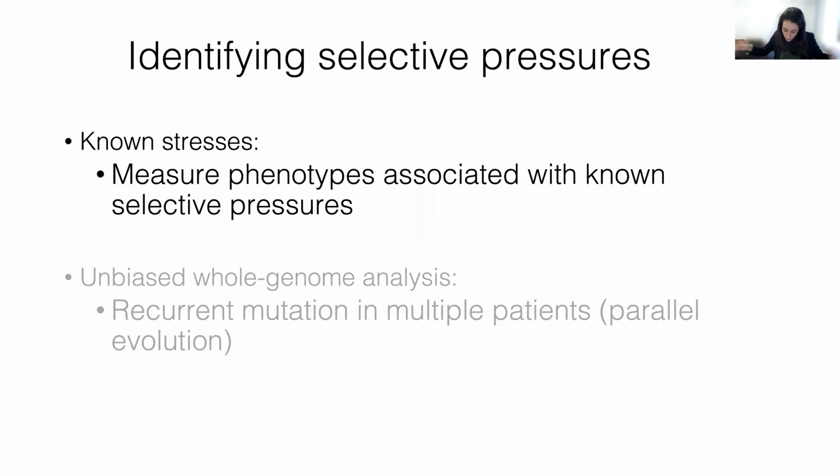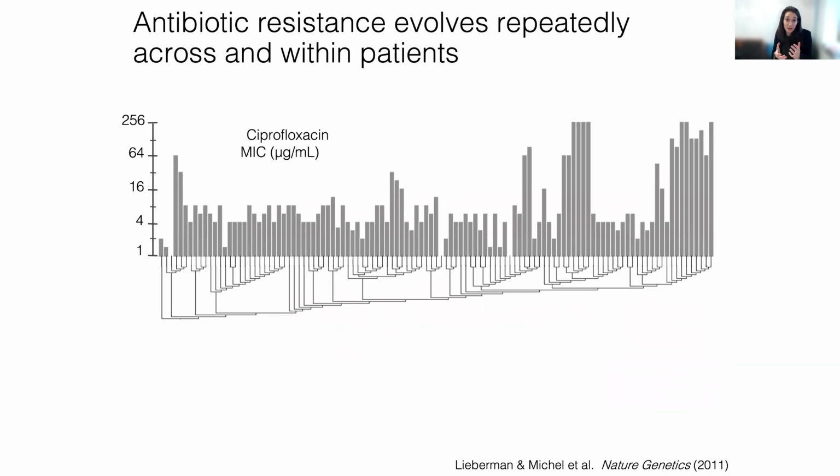But of course, we want to know, how are these mutations changing? What are they actually doing to the bacteria? And so the first thing we can do is, of course, just go into the lab and measure how they're changing without any genomic information. And so we measured resistance to antibiotics, because these patients are just doused in antibiotics. All of these patients have seen ciprofloxacin.